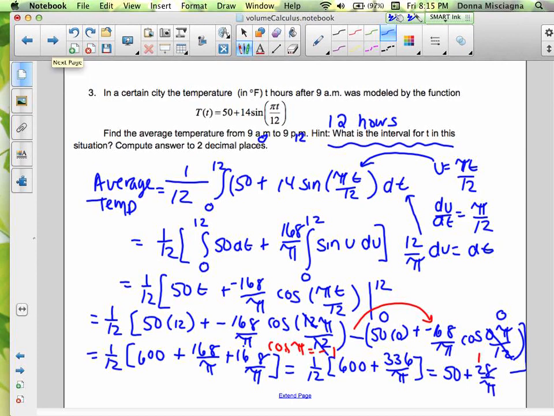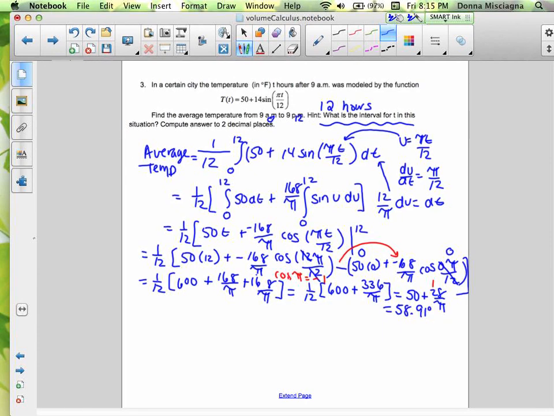All right, so that's what the average value is. If we get the decimal equivalent of that, it is 58.91, to 2 decimal places. So that's what the average temperature is. If we wanted to know when, I'm going to extend the page. We're not going to solve it out, we'll just set it up. If you understand how to set it up, the rest is just plug and chug.